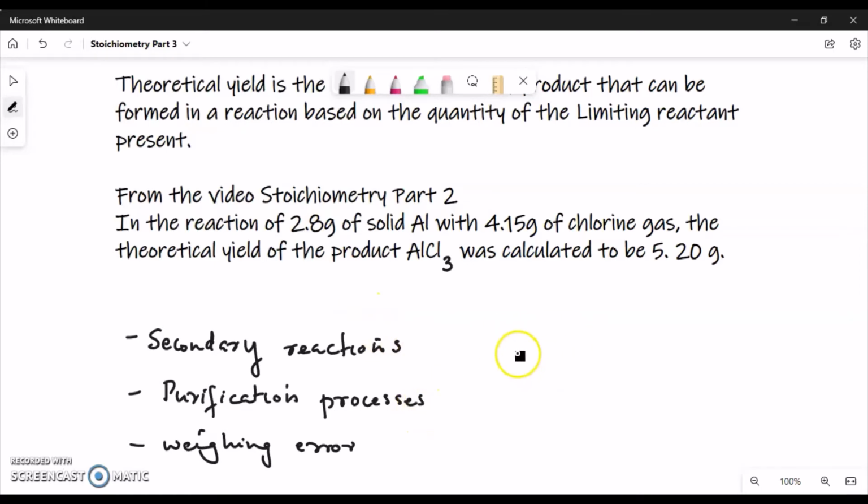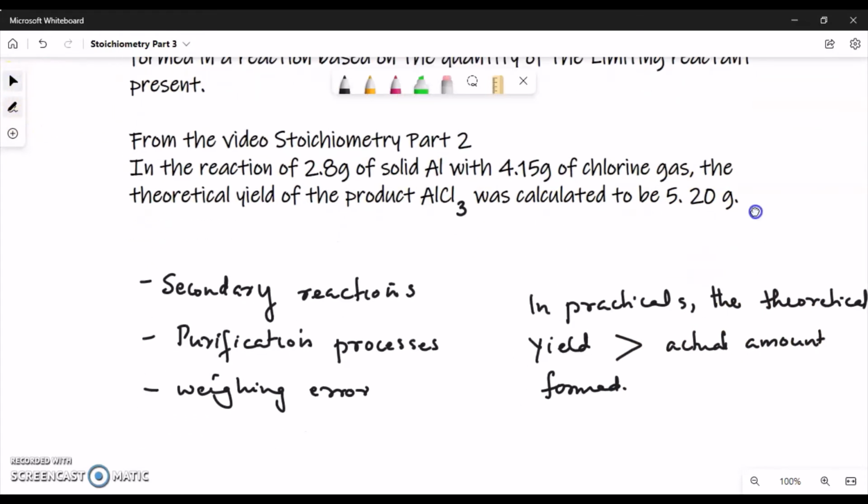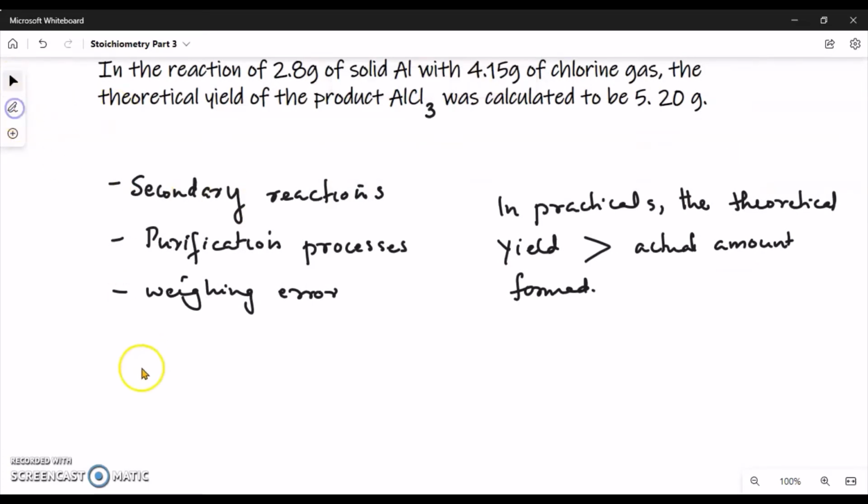and as a result, in practice, theoretical yield will always be greater than the actual amount of product formed. The theoretical yield calculated will be greater than actual amount formed. Therefore, the amount actually formed is expressed as what is called percent yield. So percent yield is a way of representing or expressing the actual amount formed.